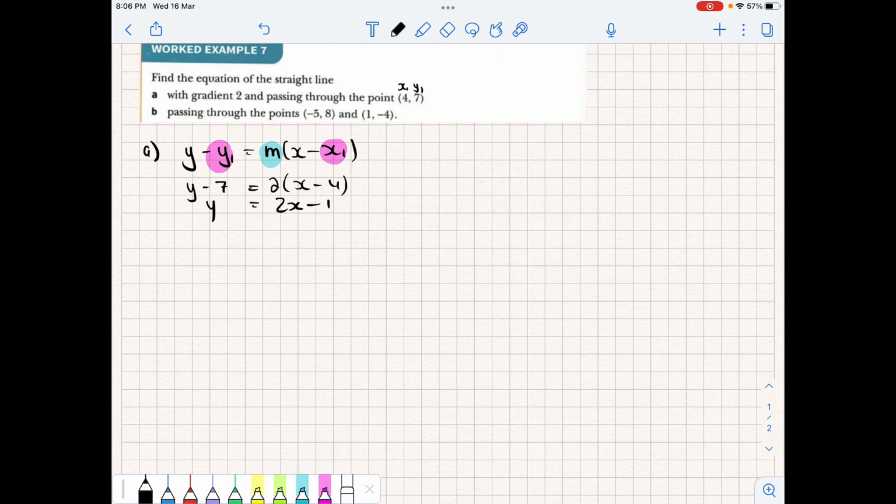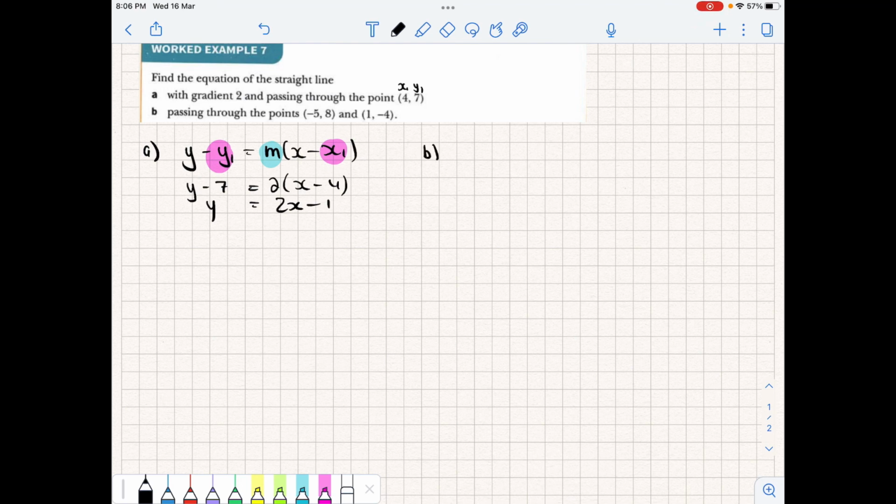So it's just a faster, more efficient way of calculating the equation of a straight line, rather than putting in m, substituting in a point, solving for c, and then putting it back into the equation. We're just going straight into the equation. So let's have a look at b and how we would work that out.